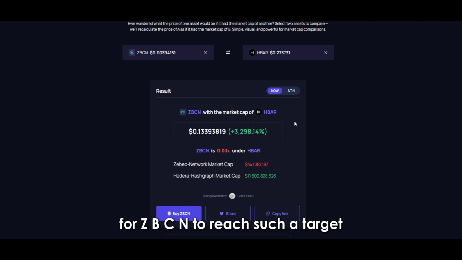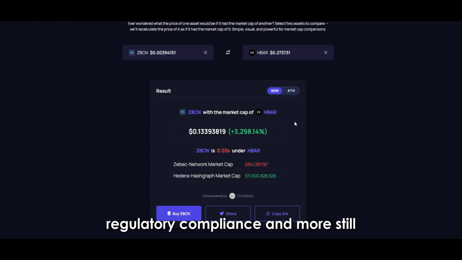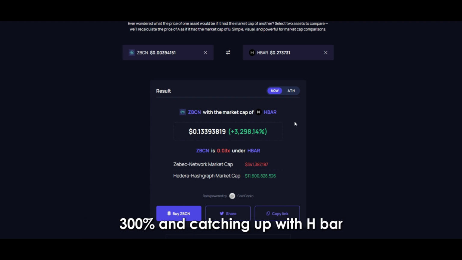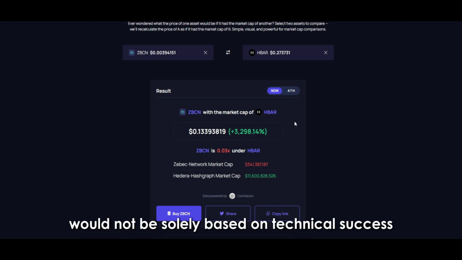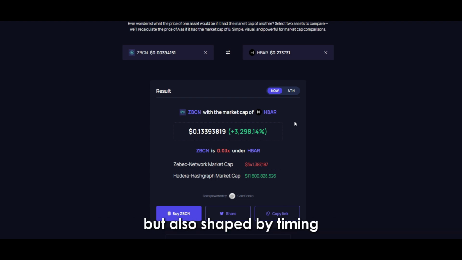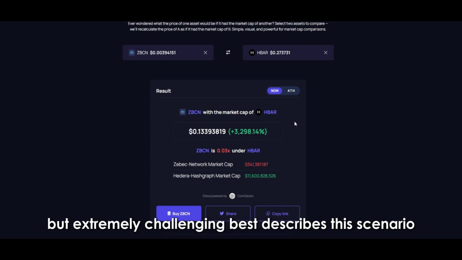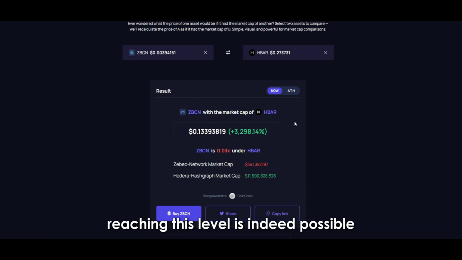For ZBCN to reach such a target, it would need to make significant progress not only in price, but also in areas like technical adoption, user base, decentralization, regulatory compliance, and more. Still, ZBCN achieving a massive increase like 3,300% and catching up with HBAR would not be solely based on technical success, but also shaped by timing, market conditions, macroeconomic factors, regulations, and competition. Therefore, while such a rise is possible, it must be emphasized that it would be very difficult. Not impossible, but extremely challenging, best describes this scenario. Reaching this level is indeed possible, but it would require patience, time, consistency, and strategic execution.